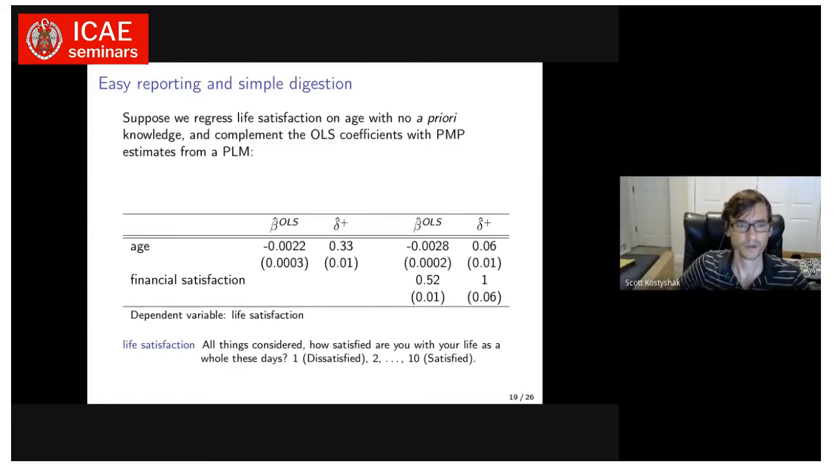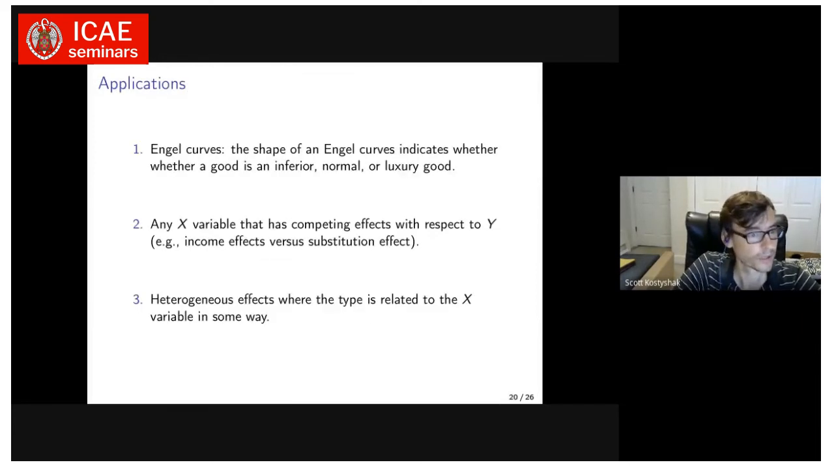Yeah, thank you. Great. Yes, this is very helpful critiques and advice. I really appreciate this. Okay, let me just do a couple more slides, and I think I can conclude soon. So Engel curves is another example. I already talked about that. We might want to talk about a good being 80% normal or 80% inferior, meaning not just 0 or 1.